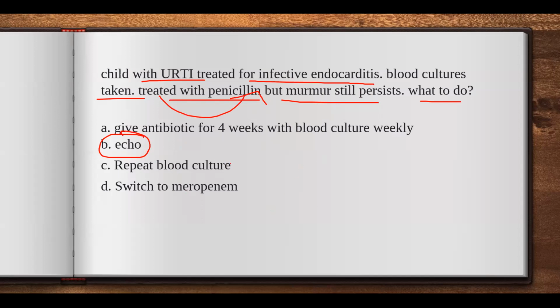Because doing a repeat blood culture will not work, because this patient is not having any symptoms other than a murmur. Give antibiotic for 4 weeks with blood culture weekly. They already say that it has been treated with penicillin, so we don't need to give this one again. The most important thing is that we need to do a repeat echo just to make sure there is no vegetation left.